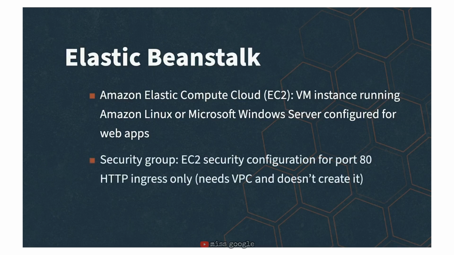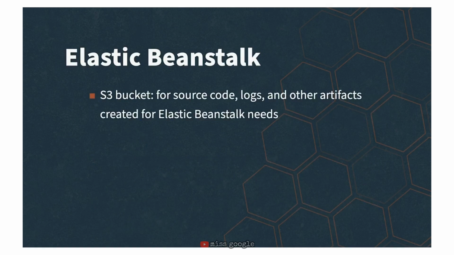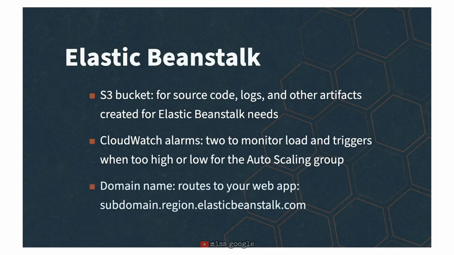It also uses a security configuration so that port 80 is set up for ingress only. It also has an auto-scaling group configured to replace an instance if terminated or unavailable. It creates an S3 bucket for your source code, your logs, and any other artifacts created for Elastic Beanstalk. It also creates CloudWatch alarms. It creates 2. One to monitor performance when it's too high or too low, for auto-scaling up or down. It also creates a domain name for you to route your web app to.